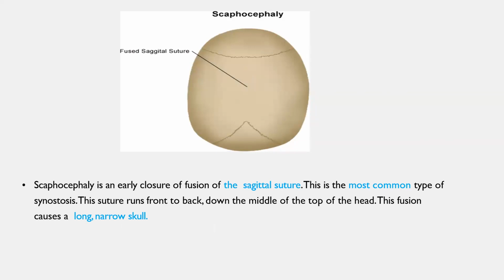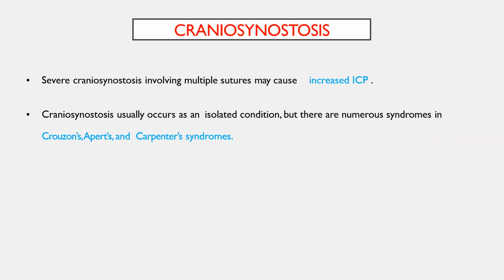And one more is the sagittal suture. If the sagittal suture closes earlier in life, that will cause a long and narrow skull. This is called scaphocephaly. As I told earlier, it causes increased ICP and multiple cranial nerve palsy, and associated syndromes like Crouzon's, Apert's, and Carpenter syndromes are commonly associated with this kind of craniosynostosis.